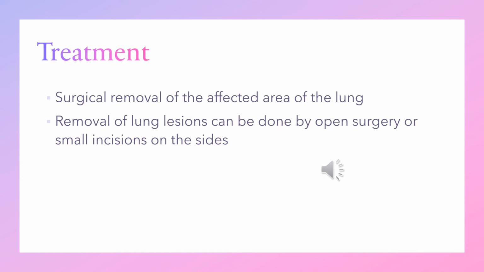The only type of treatment for CPAM is surgical removal of the affected area of the lung. This is done by removal of the lung lesions, and it can be done by open surgery or small incisions on the sides where the lung is located.